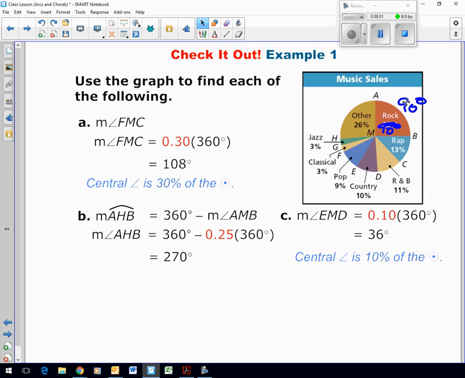Okay? Their question said, what would be the measure of angle FMC? FMC, that's going to be 9%, 10%, and 11%. You can add up the percentages, 9 plus 10 plus 11, you're going to get 30. What is 30% of 360? 30% of 360. 108.